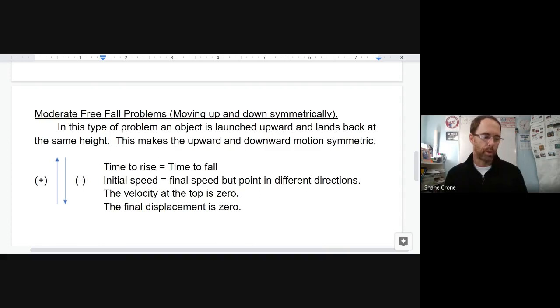So that's what makes these a little bit more challenging, is the fact that you have things going both up and down. Your properties pointing in opposite directions. Now you have to deal with that negative sign. There's no way to get around it.